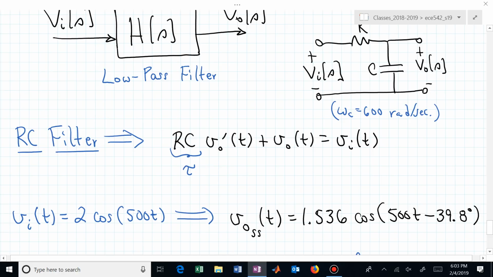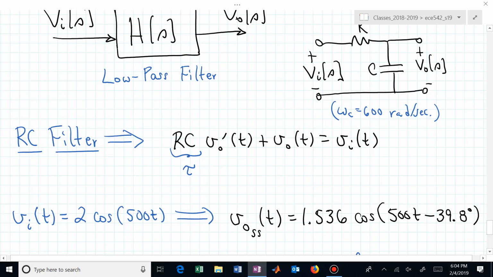And what would your phase shift be if your input was at 600 radians per second as a frequency? What would your phase shift be? Here at 500, we're at minus 40. Would we be closer to 0 or closer to... It'll be 45, won't it? It'll be 500t minus 45 degrees if we are at the cutoff frequency. So this is making sense. We're not quite to the cutoff frequency with our input being at 500, but we're getting close. We're close to 1.4, 500t minus 45 degrees.